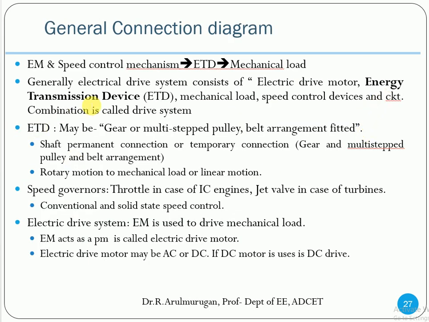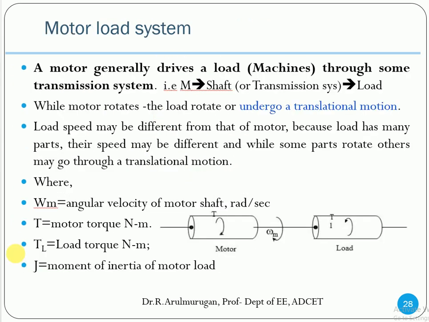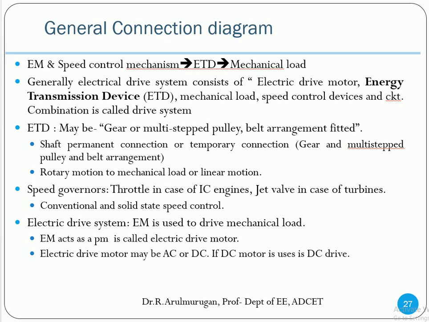The energy transmission device may be a gear system, a step pulley or belt arrangement, a differential, or a switch gear, depending on the method you use. If you use one, the energy is effectively transferred from the motor to the load. That means overheating and overburden are avoided. That is nothing but a motor load system.